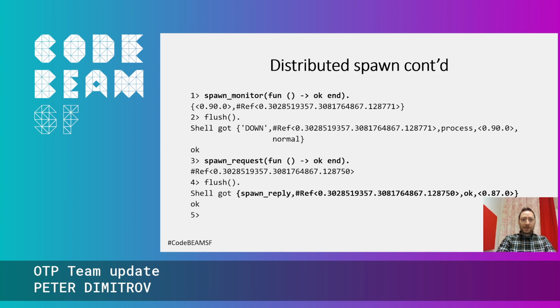Here come 2 examples for spawn_monitor and spawn_request. As you see, spawn_monitor returns a 2-tuple with a PID and a monitor reference. In the second example, we spawn a process asynchronously. When the spawn operation succeeds, the caller will be sent a message in the form of a 4-tuple: reply tag, request ID, ok, and PID, where PID is the process identifier of the newly created process.